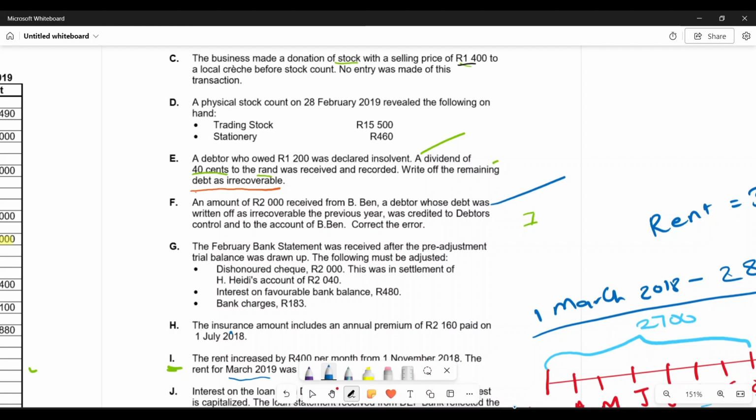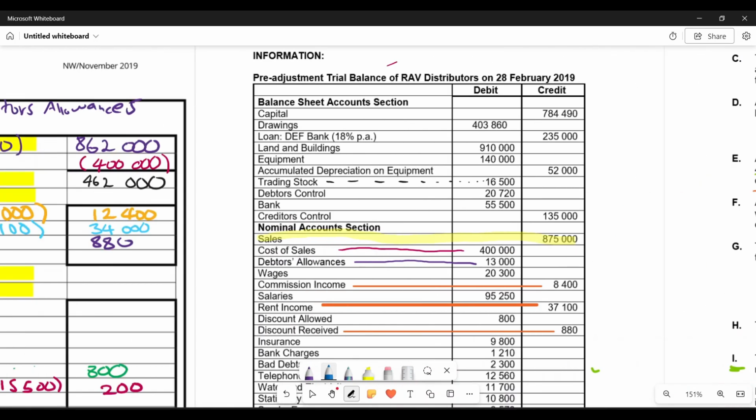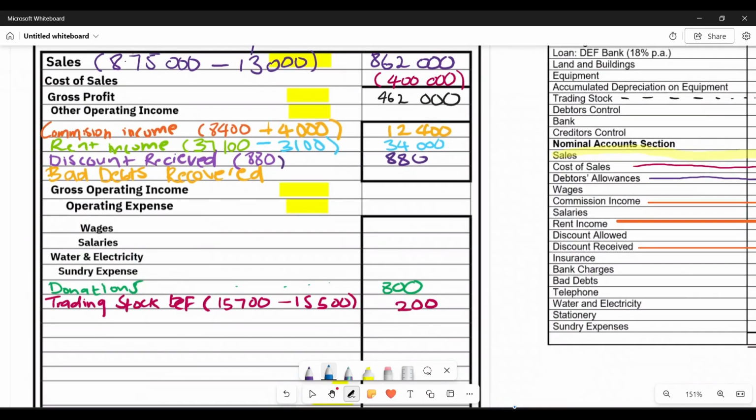Now, if a person was written off as irrecoverable and then he comes back and pays a certain amount, that amount we would need to recognize as bad debts recovered. Because before we had written that person off as a bad debt. Now, when they come back and pay the amount, we need to recognize it as bad debt recovered, right? And how much would this bad debt recovered be? It would be the 2,000 that we received from BPEN. So my bad debts recovered, I'm going to write the amount I received from BPEN, which is 2,000 rands.